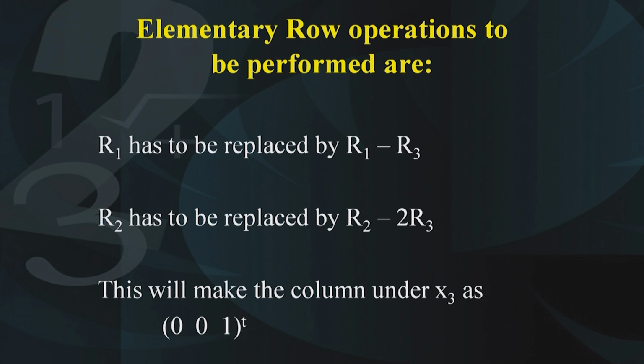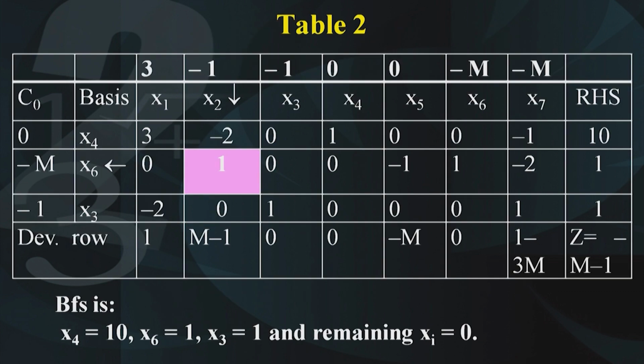So, the column corresponding to the x3 variable becomes 0, 0 and 1, and that is what we wanted, because x3 has now entered the basis and the resulting table looks like this. So, here you can see under the x3 column we have entries 0, 0 and 1. So, that completes our first iteration.